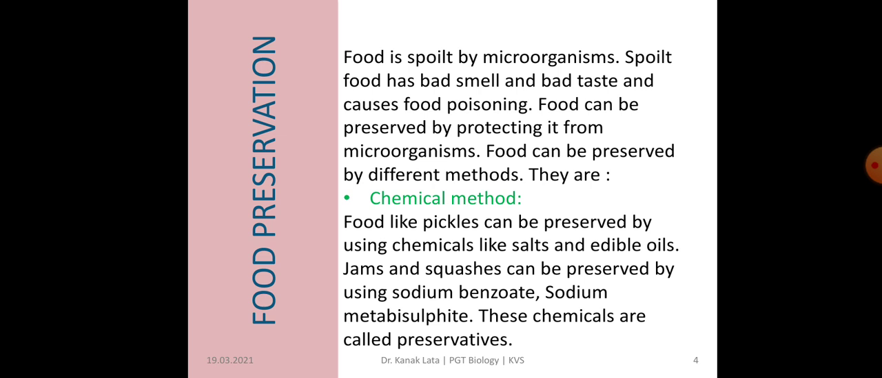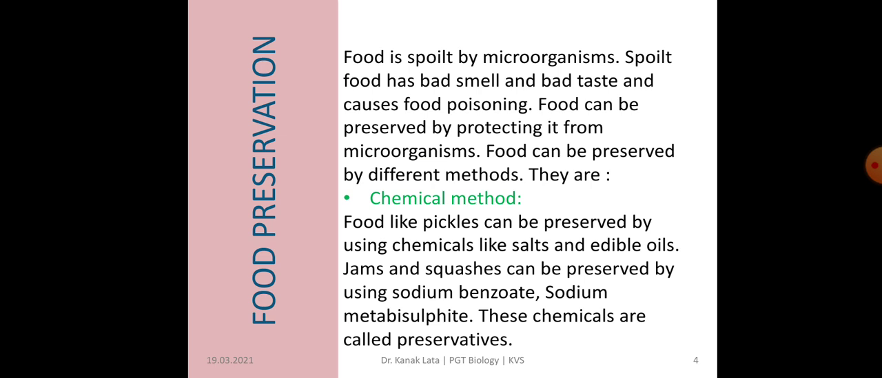Now the next topic is about food preservation. We know that food is spoiled by microorganisms and when the food gets spoiled it gives bad smell and bad taste and this causes food poisoning. So food can be preserved. So how can it be preserved? It can be preserved by different methods. These methods help to protect the food from microorganisms.